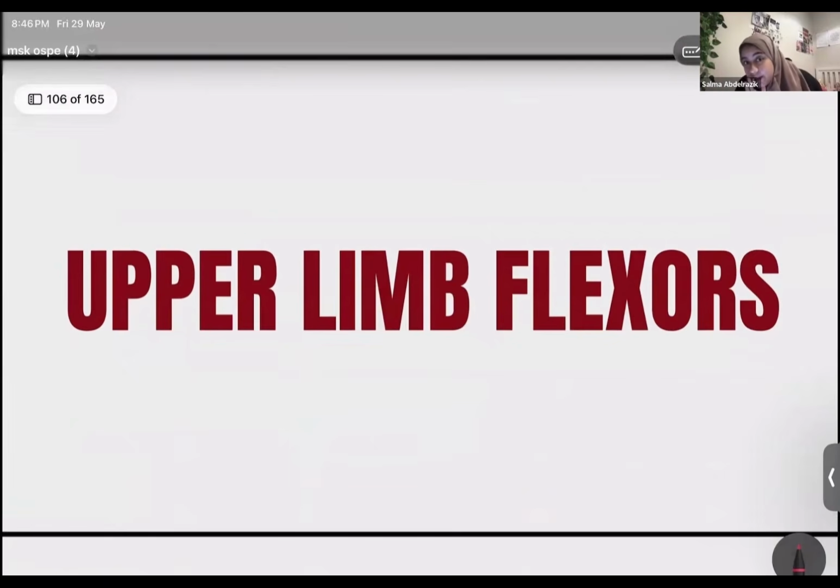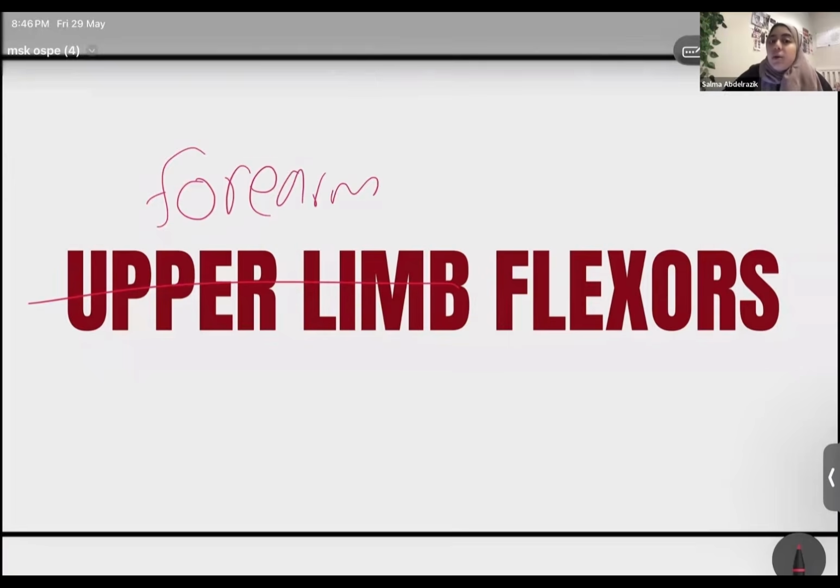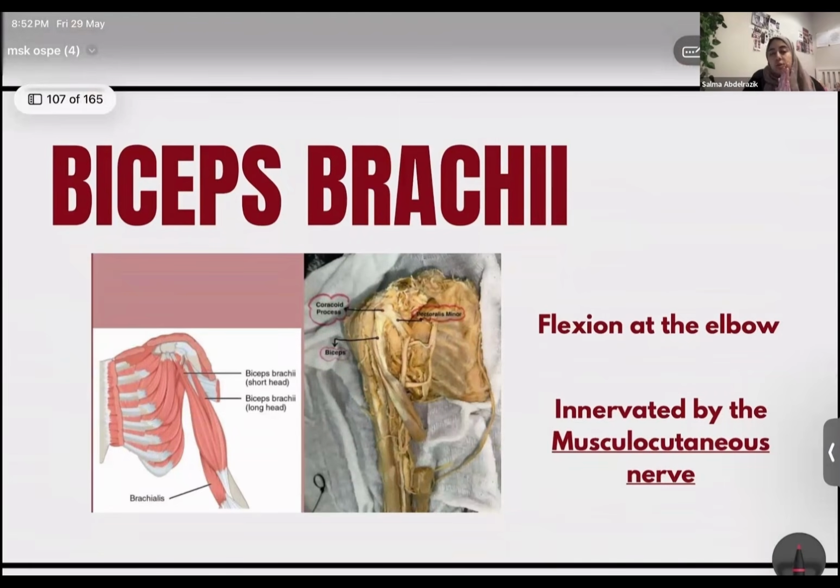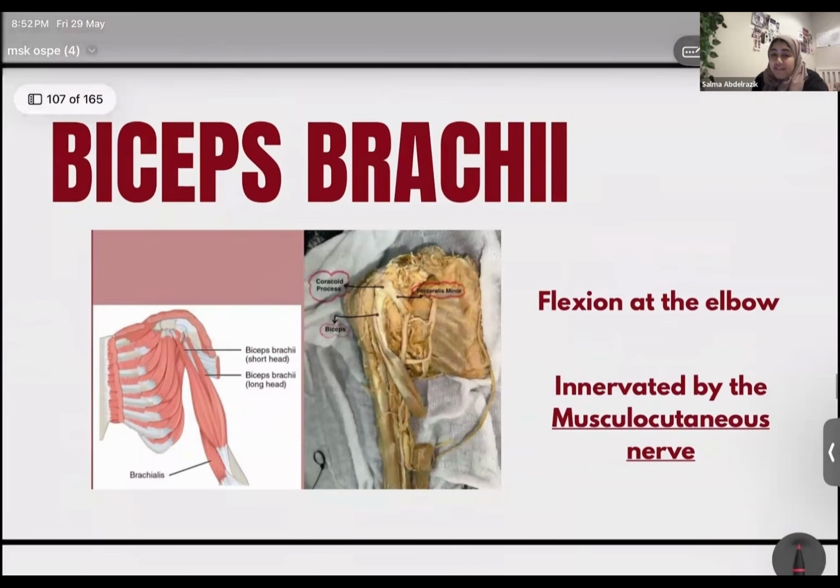Okay, upper limb flexors. Basically, I mean the forearm. It's the big boss. Let's start off with strong and easy. Biceps brachii. Biceps means it has 2 heads. And since we said it's a flexor, it does what? Flexion at the elbow. And it's innervated by the musculocutaneous nerve because flexors in your arm are musculocutaneous. That's different from the ones in your forearm, which we'll get to.